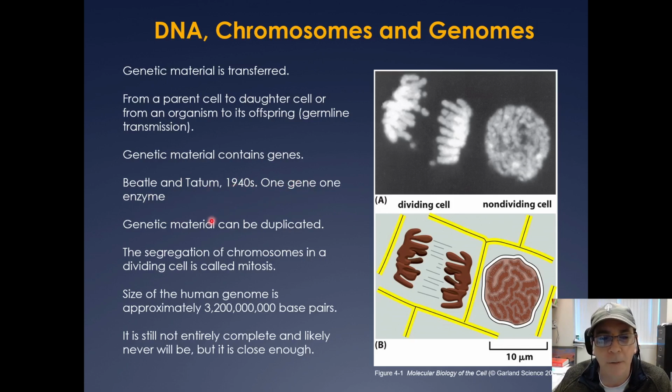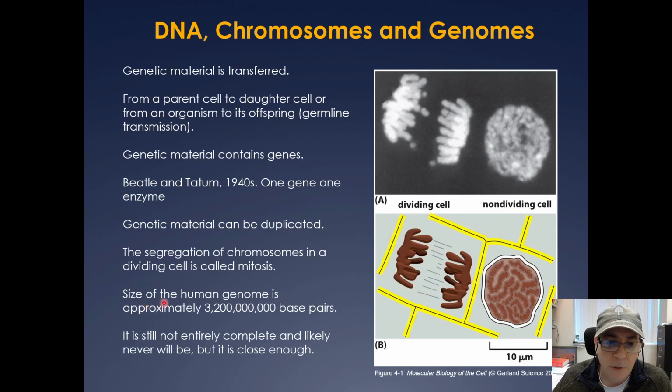Now, as I'm sure you know, genetic material can be duplicated. And the segregation of chromosomes in a dividing cell is called mitosis. We're going to cover the cell cycle in depth later on in the course, but I figured I'd throw that out right now, especially because we have a dividing cell here undergoing mitosis.